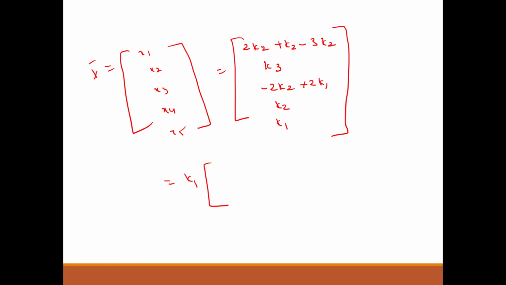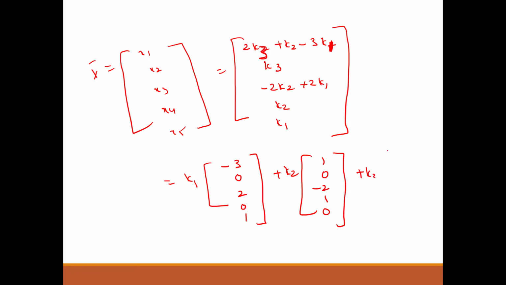2k3, sorry. So 2k3 plus k2 minus 3k1. Okay. So take k1 common. This is minus 3, 0, 2, 0, 1. And your k2 is 1, 0, minus 2, 1, 0.